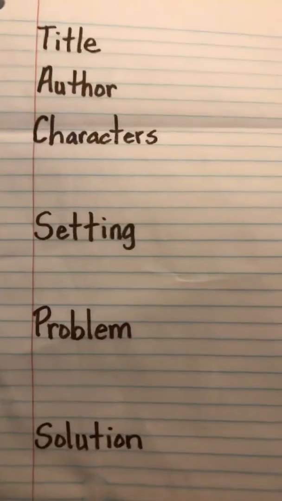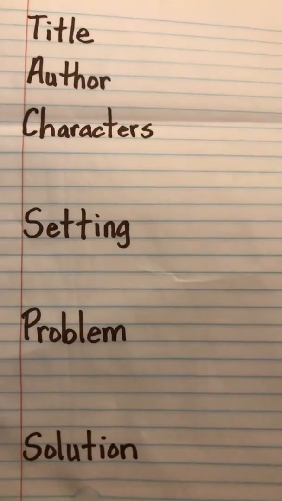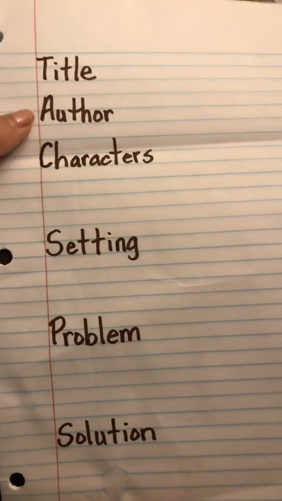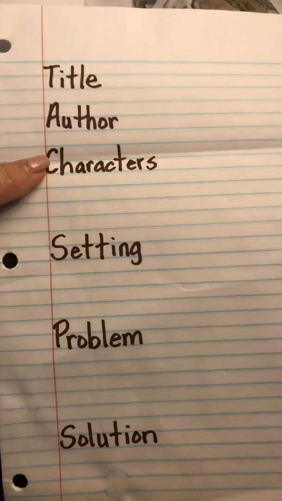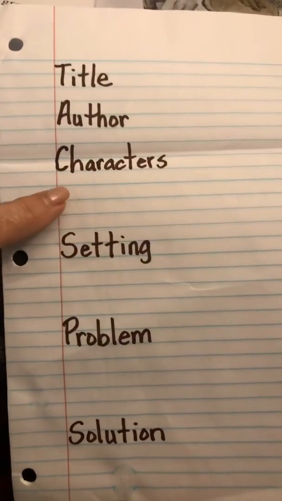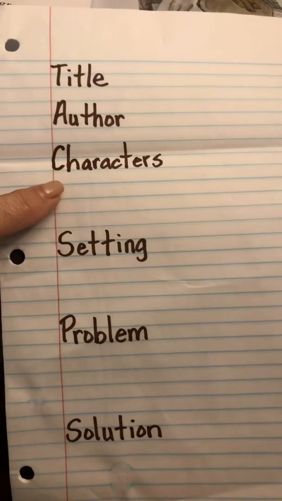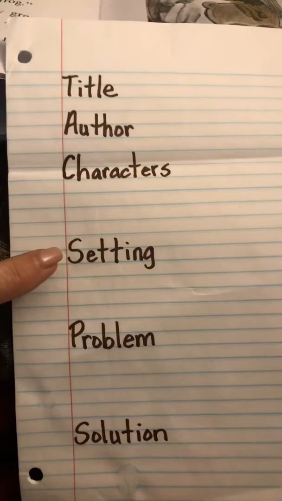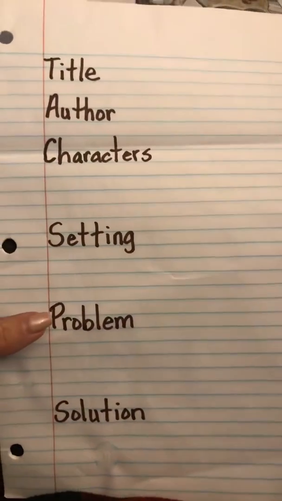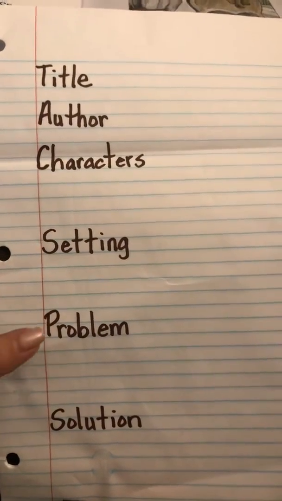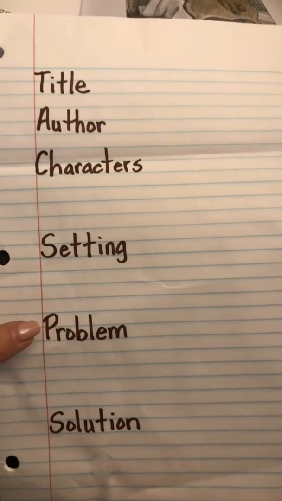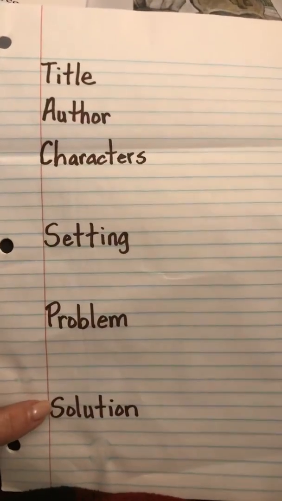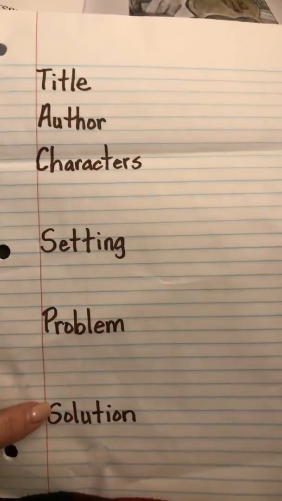Okay, so here is the story elements sheet that you're going to be needing. And when we're ready, it'll be the title, the author, the characters. Remember, people or animals in the story that are very important. Setting is where and when it happens. Problem is there will be a character who wants something, wants to do something, wants to go somewhere, but something stops that from happening. And the solution is, how do they solve the problem?